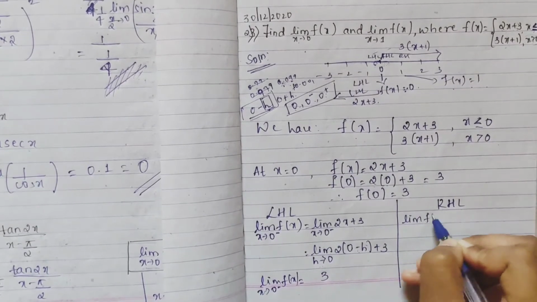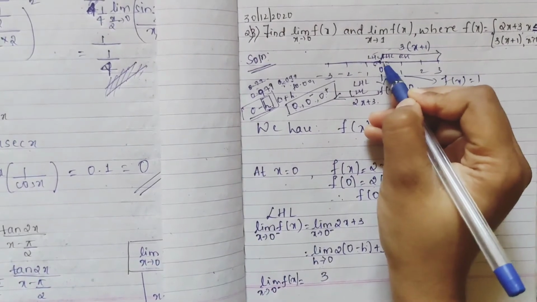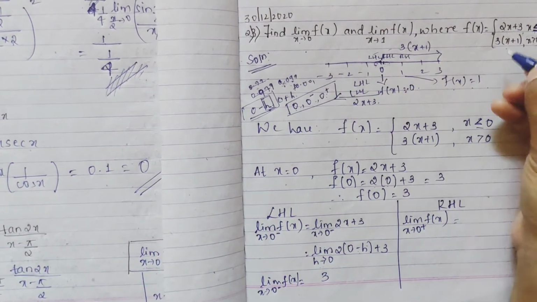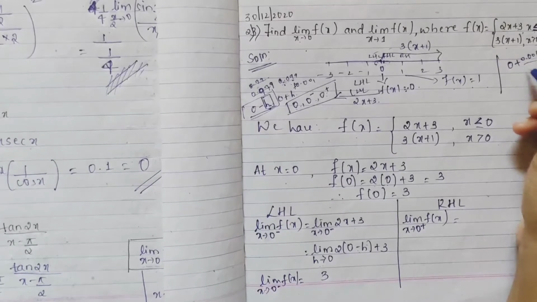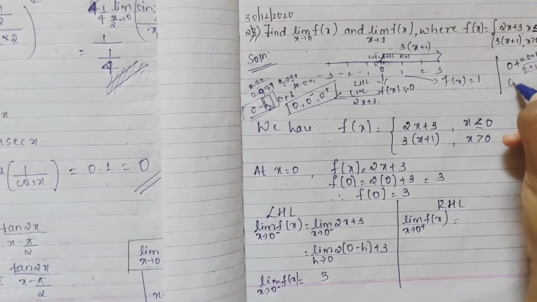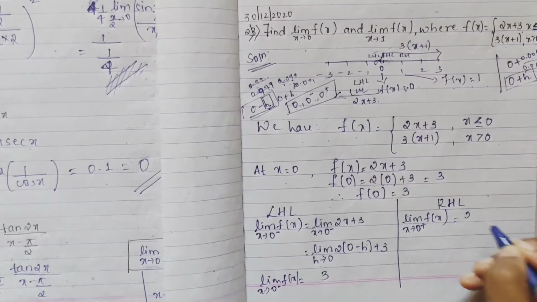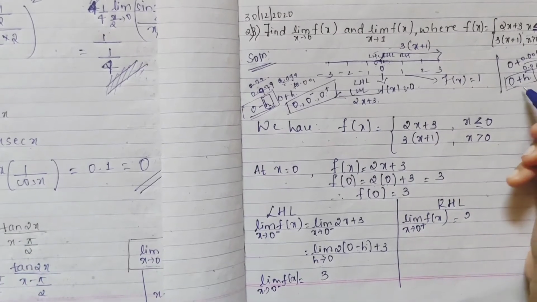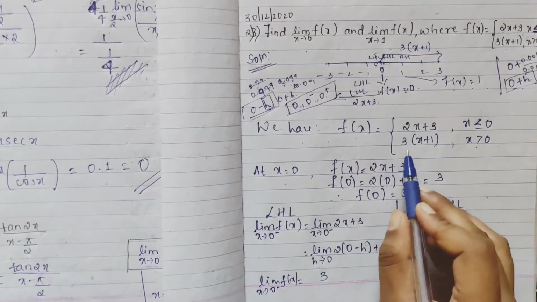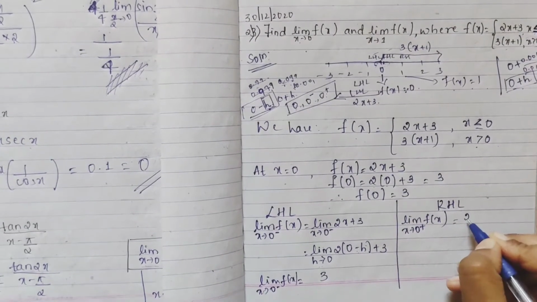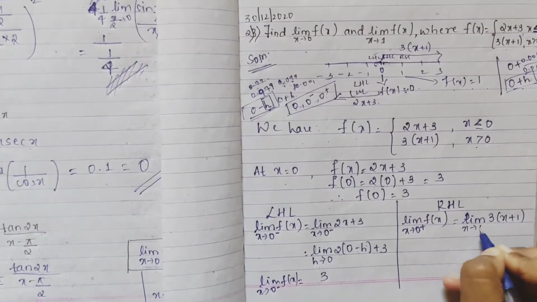Same we carry out for RHL. RHL, how will it be? Limit f(x) as your x tends to 0 plus. 0 plus means it is a very near number to the right-hand side, which means you are adding something to 0, right. You can add 0.001 or some may add 0.01, it depends. So directly what we do? 0 plus h. h is a very minute number. When x is greater than 0, the function is 3x plus 1. So your f becomes limit of 3x plus 1 as x tends to 0 plus.